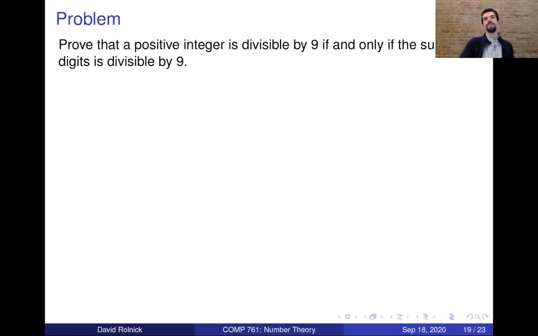Here's a problem. Prove that a positive integer is divisible by 9 if and only if the sum of its digits is divisible by 9. This is the standard divisibility rule for proving that something is divisible by 9. So for example, 81 is divisible by 9 because 8 plus 1 is 9. Why is this true?